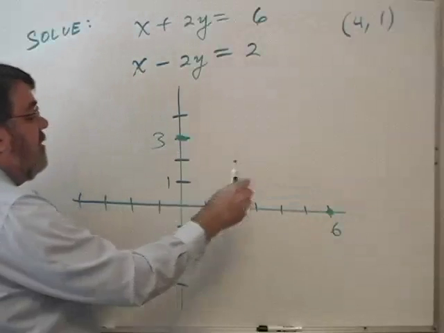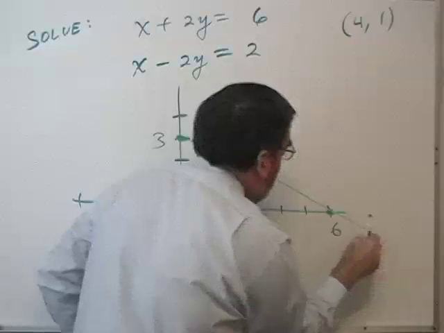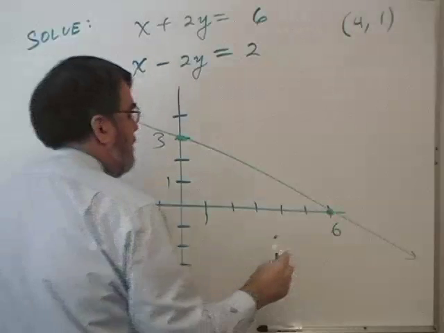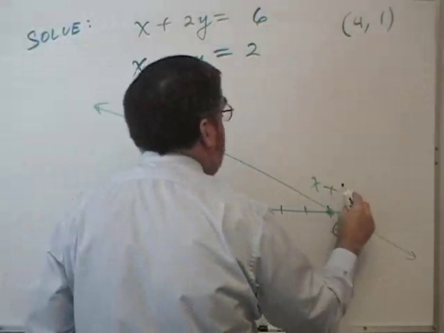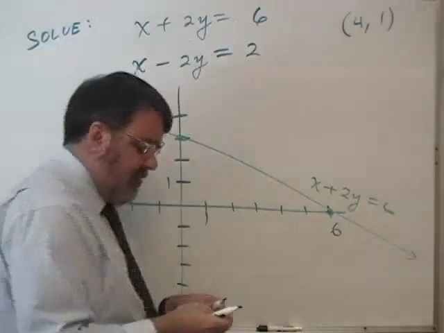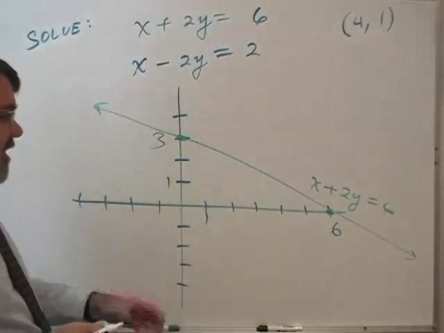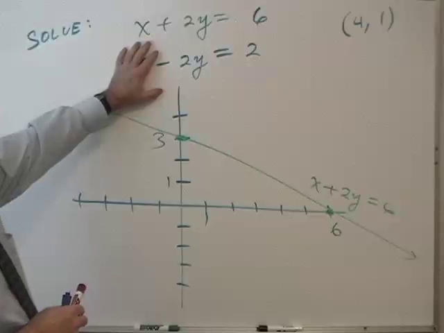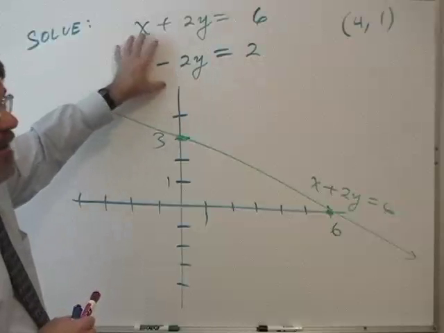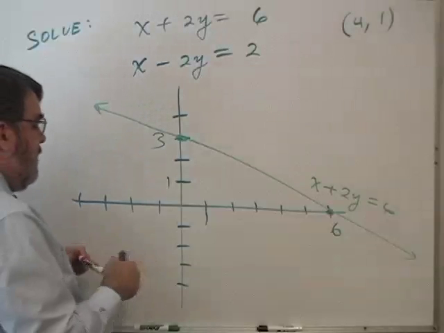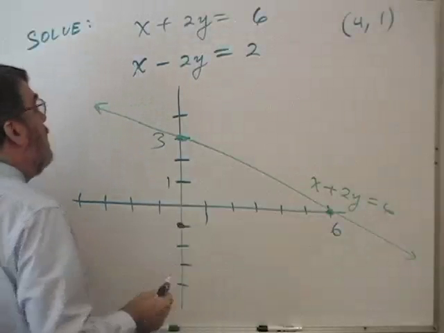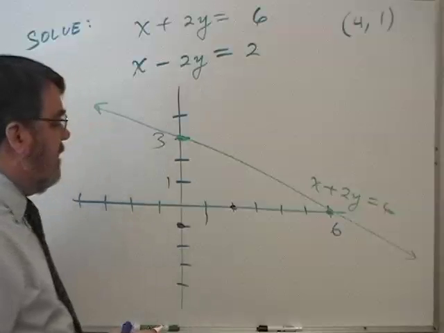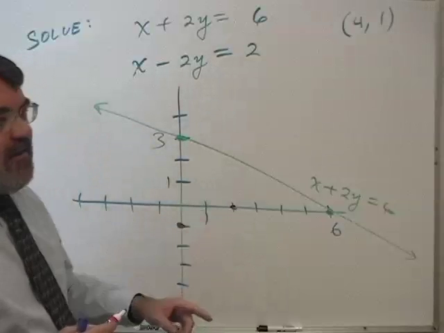And this first equation would be that line. So I'm going to label it as x plus 2y equals 6. The second equation I'll do in red. If x is 0, then y would have to be what? It would be negative 1. Solved by dividing by negative 2. Y is negative 1. And if y is 0, x would have to be 2. So these would be the y-intercept and x-intercepts.